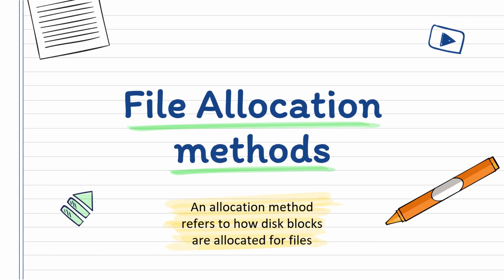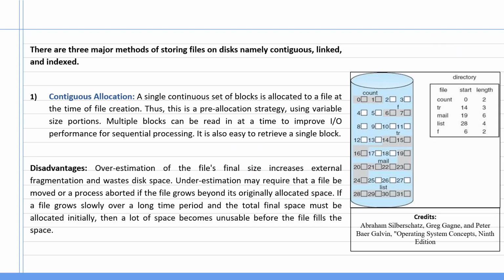File allocation methods. Here, allocation refers to the method of how disk blocks are allocated for files. There are three major file allocation techniques, namely contiguous, linked, and indexed. Coming to the first allocation technique, contiguous allocation.